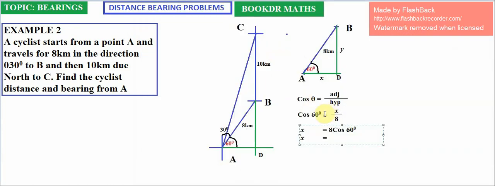If you indeed press 8 cos 60 and your calculator mode is correct, you are going to get 4 kilometers. 8 cos 60 is equal to 4 kilometers. Note that cos 60 is half, is 0.5. That's why our x is 8 kilometers. So now we have calculated the value of this side.